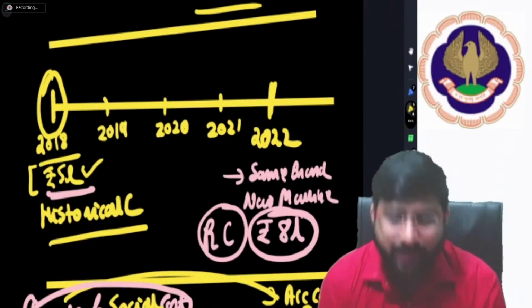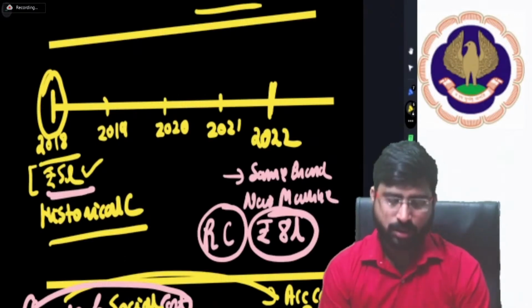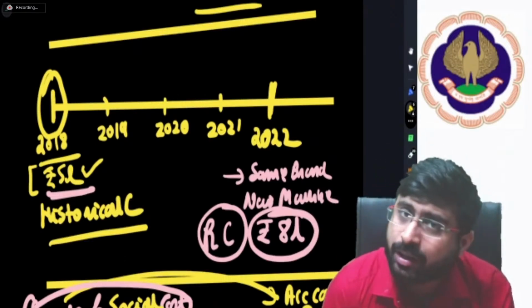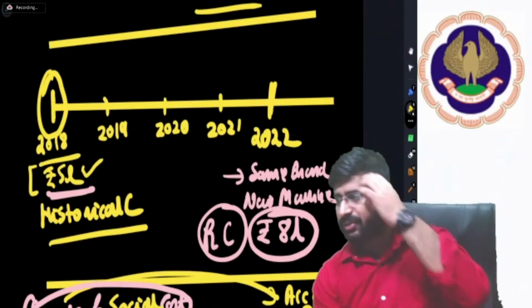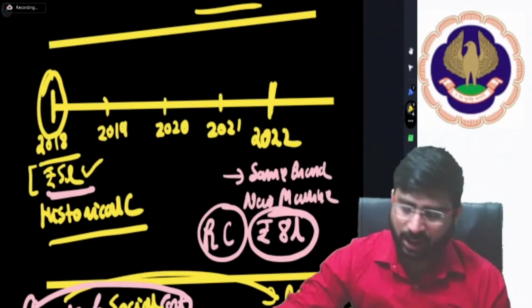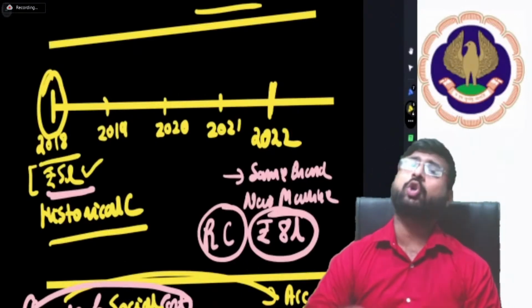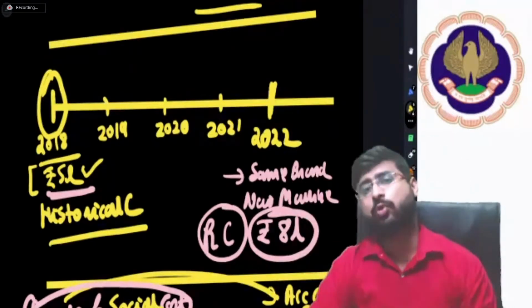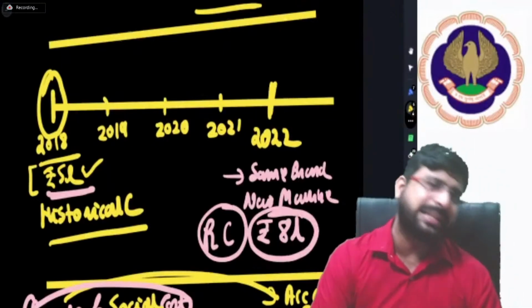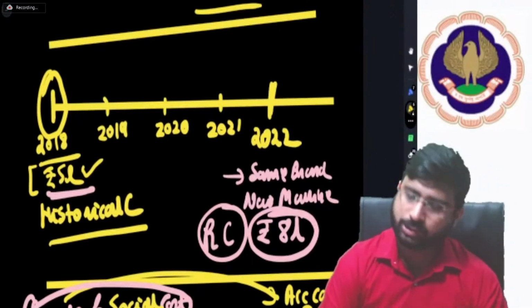You have acquired that machine of rupees 5 lakh in 2018. That is historical cost. The cost that was incurred to buy a machine in the past, that is historical cost. Understood?